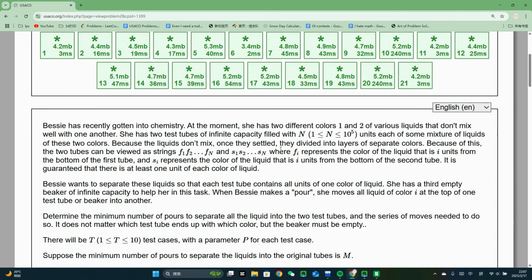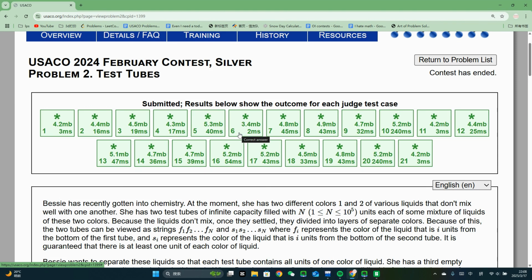Second problem of this contest, test tubes. This one is probably the single most complicated casework I have seen in silver. I've seen pretty complicated casework in gold, specifically a problem called HILO, which you can check out the problem review over that one in my channel as well. It's called HILO, and that's a really fun casework. And this one is not even fun casework. It's just complicated casework.